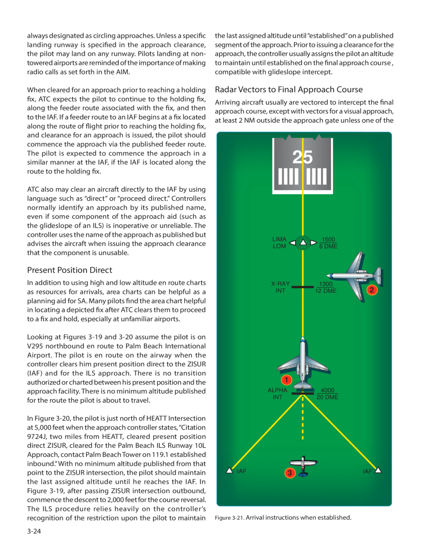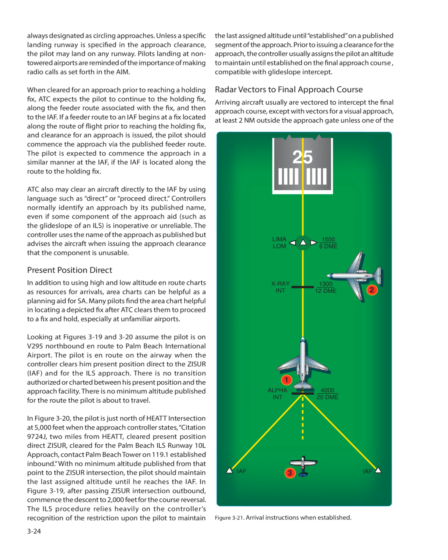The ILS procedure relies heavily on the controller's recognition of the restriction upon the pilot to maintain the last assigned altitude until established on a published segment of the approach. Prior to issuing a clearance for the approach, the controller usually assigns the pilot an altitude to maintain until established on the final approach course, compatible with glide slope intercept. Radar vectors to final approach course.